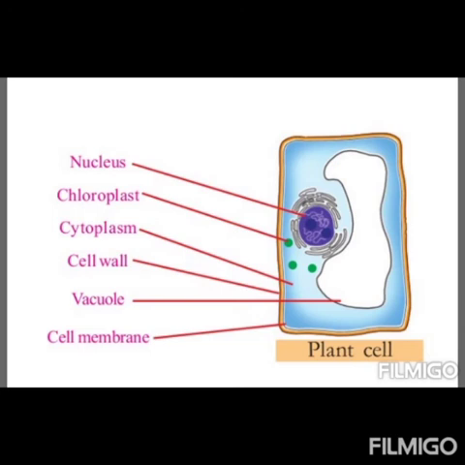Next one is the cell wall. The outer wall-like structure is known as the cell wall. Next is the vacuole. We have already told that there will be vacuoles in both animal and plant cells. Vacuoles in plant cells will be bigger than those in animal cells. Now the next part is the cell membrane. The cell membrane is the covering of the cell which protects the inner parts of the cell. So these are the parts of the plant cell.